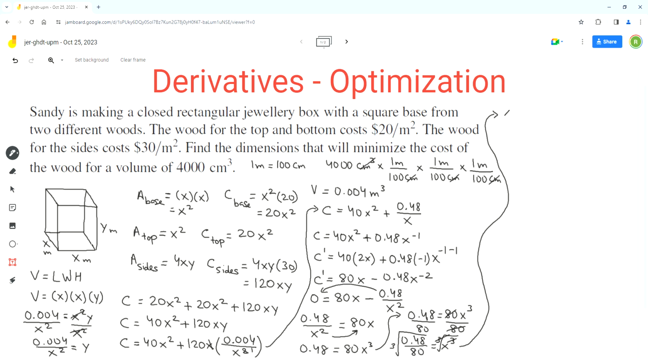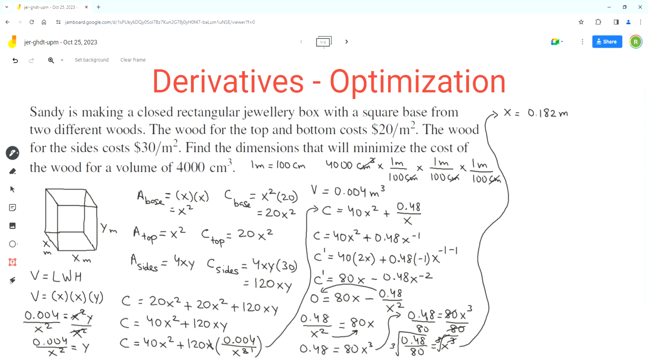So we get x equals, so now we have to do the cube root of 0.48 over 80, and that is equal to 0.182, and the unit is meters. So this is the x value at which the tangent is horizontal to this cost function that we found in terms of just x.